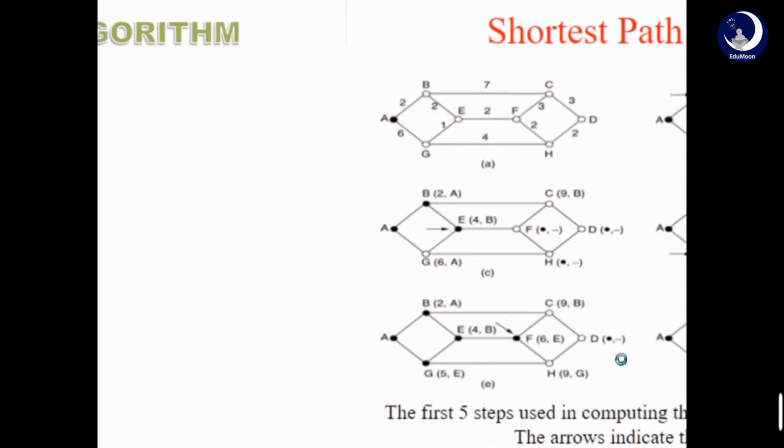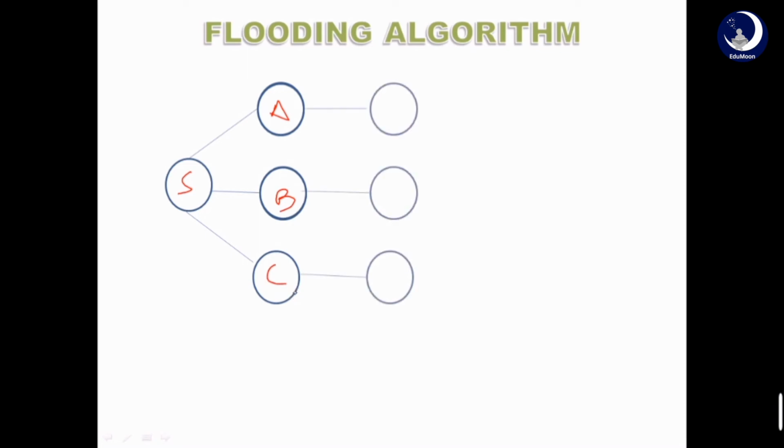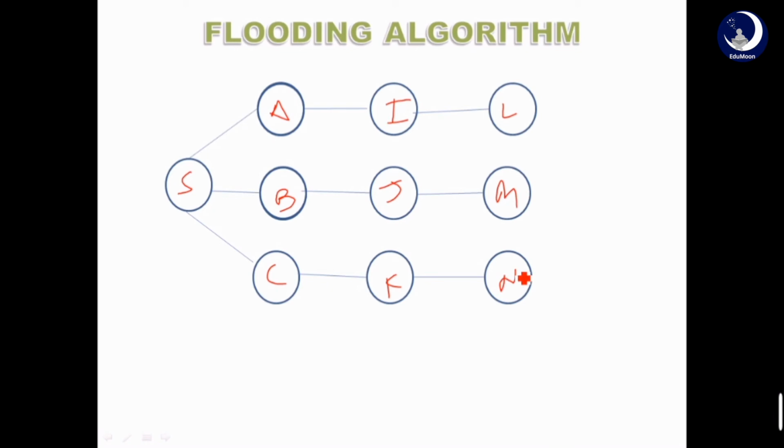Now let's see what is flooding. Here consider this example where S is the sender and it connects to routers named A, B and C. And these three routers are connected to three routers. Now these are connected to the routers I, J and K. Now these in turn are connected to the routers L, M and N. Let us assume that D is the destination.